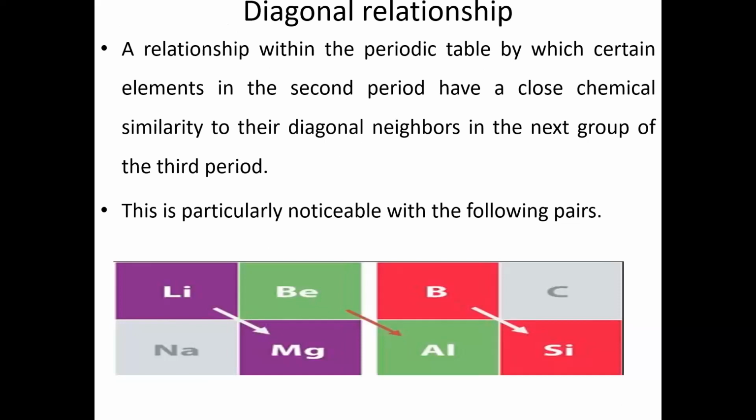So we'll now look at diagonal relationship. What do you mean by diagonal relationship? We said diagonal relationship is a relationship within the periodic table by which certain elements in the second period have a close chemical similarity to their diagonal neighbors in the next group of the third period. So it's usually between elements in the second period and elements in the third period.